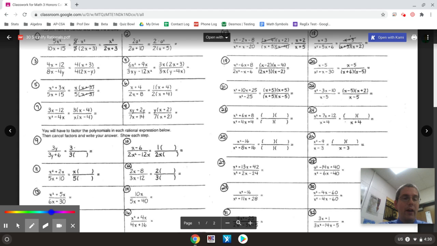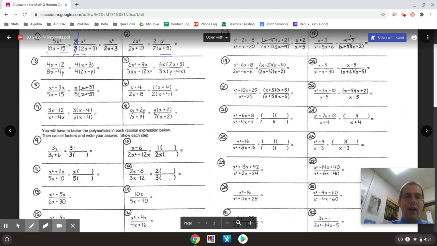And on the denominator, they've taken what used to be a 10x plus 15, and they factored out the 5 and made a 2x plus 3. Now you notice they've canceled out the 5's, and they've given you the answer of x squared over 2x plus 3. For number 2, they factored it out as well. This time they could take a 2 out because 2a divided by 2 was a, and 10 divided by 2 was 5. So that's how they've taken a GCF out of the denominator. And then you can cancel out your 2's, and you're left with a squared over a plus 5.